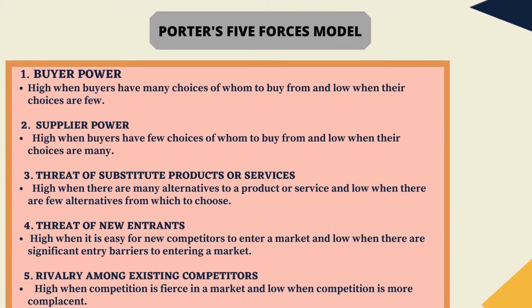Next is Porter's 5 forces model. The first one is buyer power, high when buyers have many choices. Second one is supplier power, high when buyers have few choices. The third one is threat of substitute products or services, high when there are many alternatives to a product or service. Next, threat of new entrants, high when it's easy for new competitors to enter a market. Last one is rivalry among existing competitors, high when competition is fierce in the market.